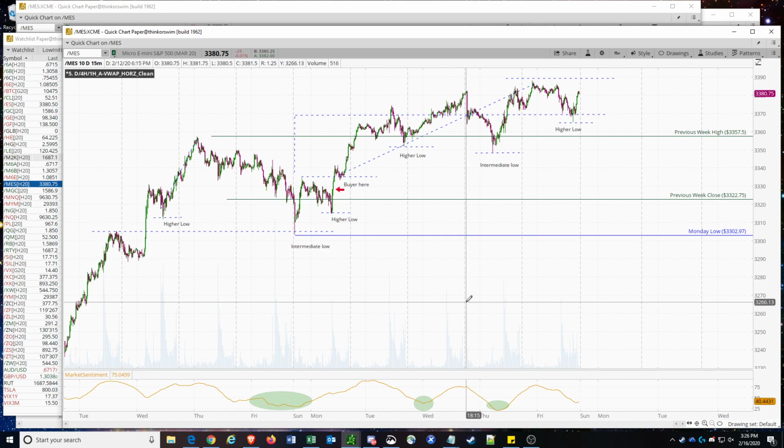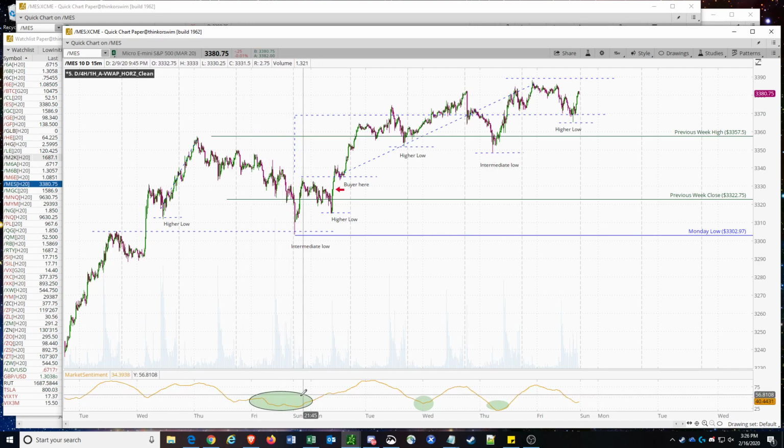You have a strength indicator on your 15-minute chart. Market sentiment seems to work out pretty well at saying, hey, if you're going to decide to be a buyer here, sentiment's up. Sentiment is on the rise. It might be a good idea to put in a bid here.